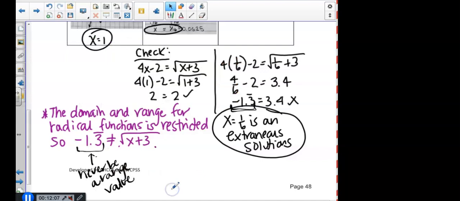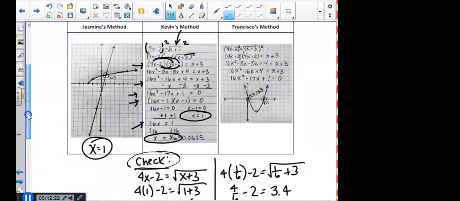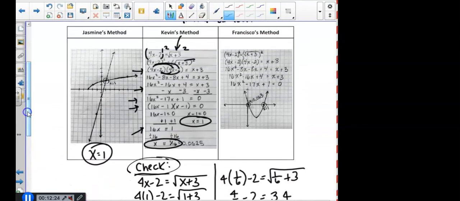Therefore, whenever we are provided a radical equation, we must always check our solutions to make sure that they work. If they don't work, we say that our solution is extraneous. So let's take a look at our last example of Francisco's method. Again, Francisco uses a combination of algebra and graphing.